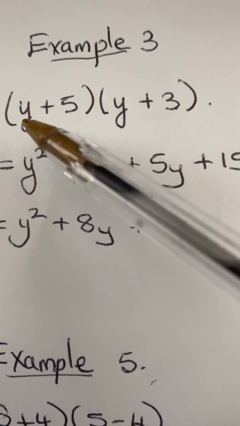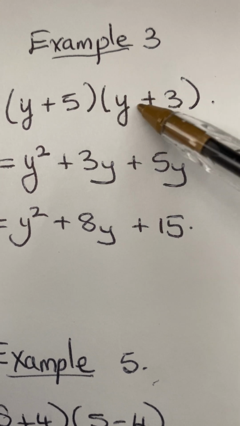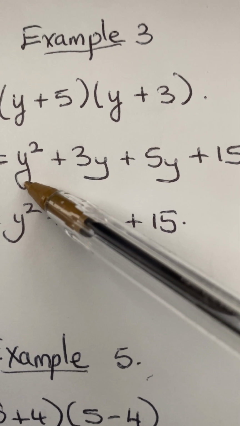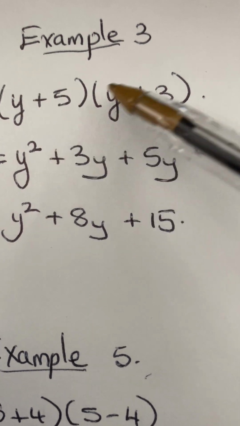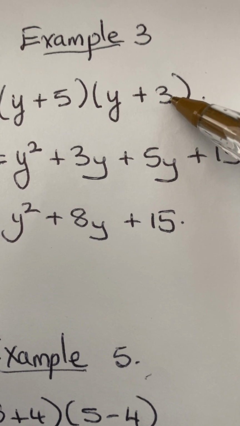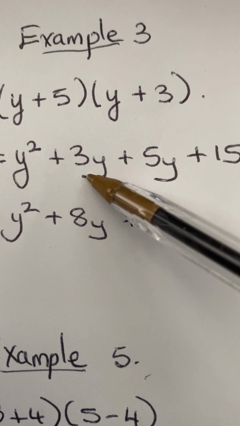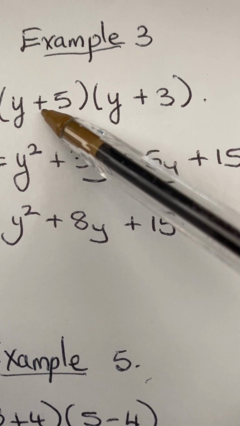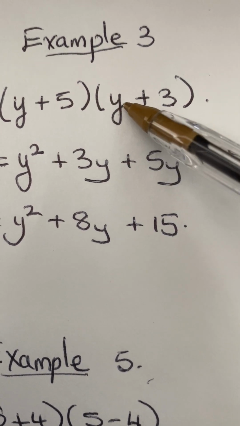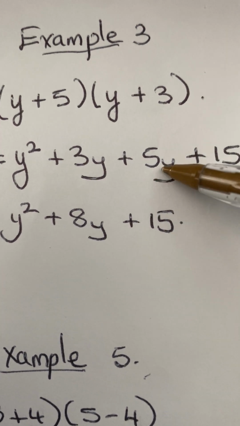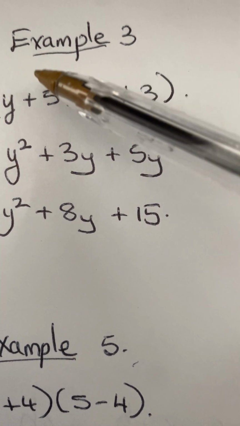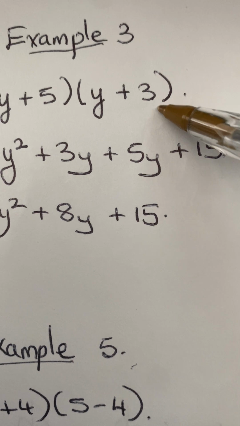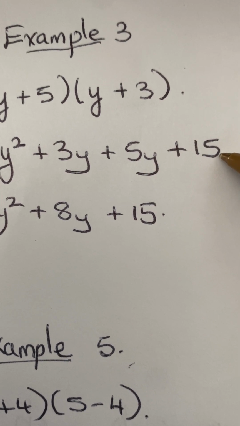Okay, so y times y will give us y squared. We've seen this several times. Y times positive 3 will give us 3y. So we've done the first one. Now we go to the second one. It's positive 5 times y will give us 5y. And then positive 5 times positive 3 will give us 15.